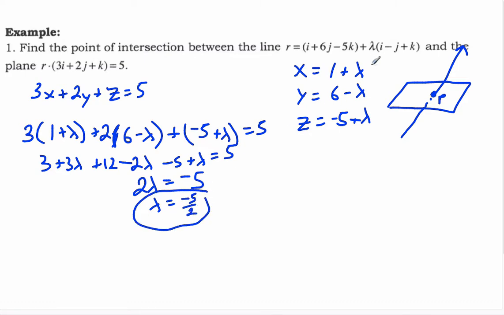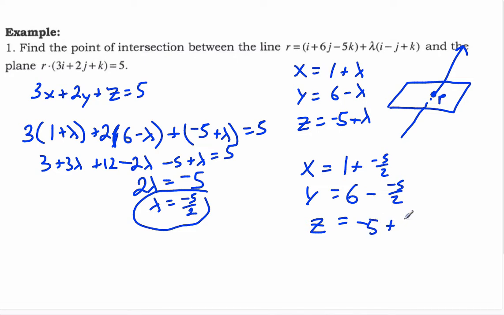Okay, so at this particular lambda, you get this point of intersection right here. So to get the point, you just substitute this back in. X equals 1 plus negative 5 over 2. Y equals 6 minus negative 5 over 2. And Z equals negative 5 plus negative 5 over 2. And when you add those together, you get negative 1.5, 8.5, negative 7.5 as the point of intersection.